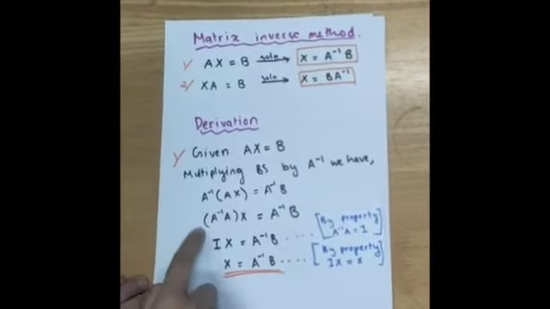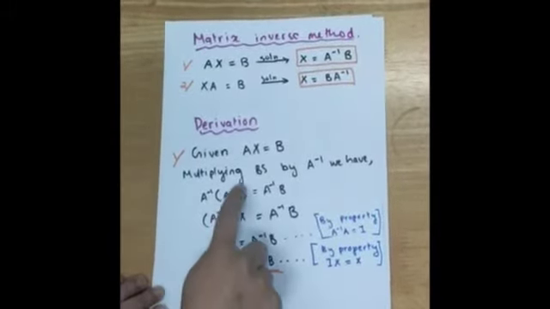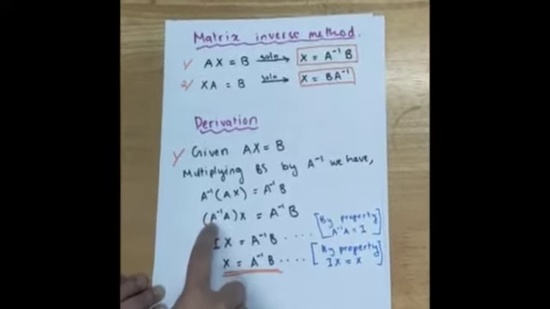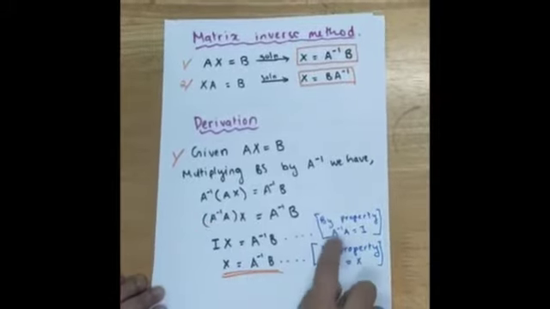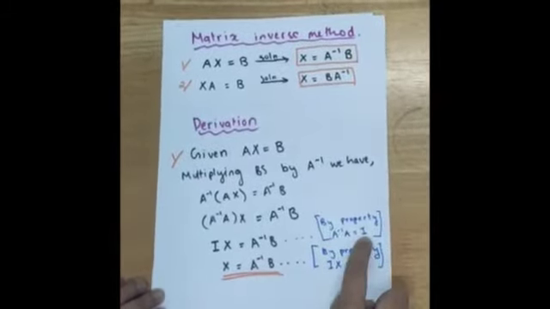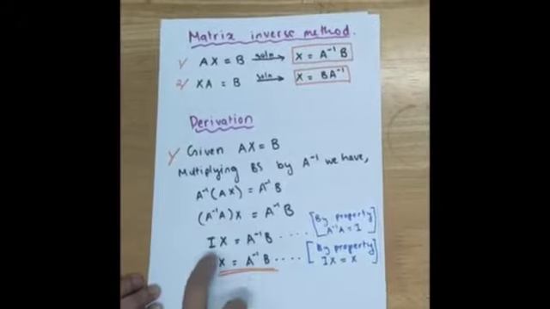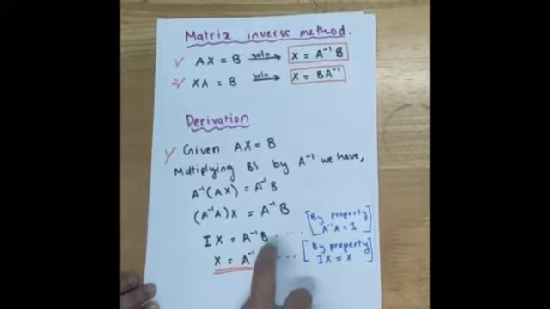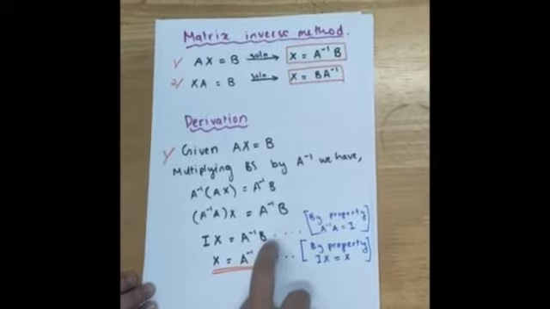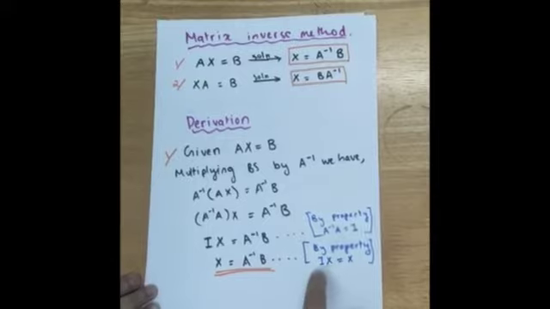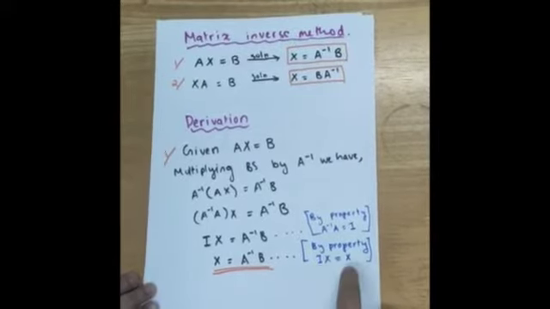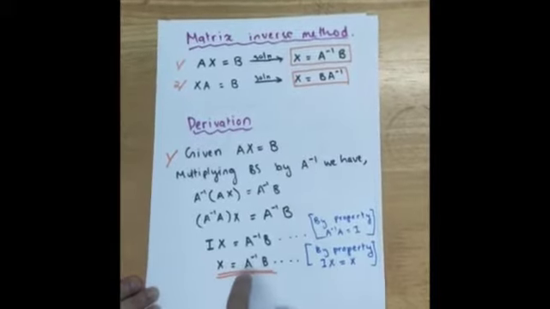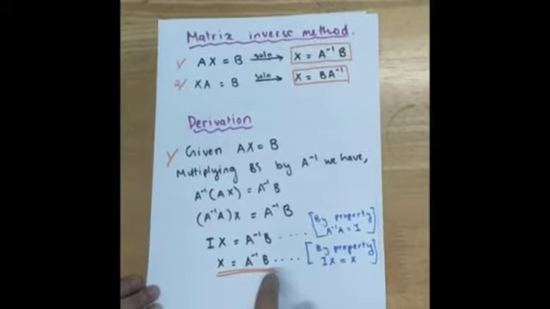In the next step, we have just rearranged the brackets in this part of the equation. Then we know that A inverse A is equal to I. Thus we have replaced this bracket with the I, and we get IX equal to A inverse B. We also know that any matrix, when multiplied with the identity matrix, gives back the matrix itself. Hence, IX equals X, which will be equal to A inverse B.